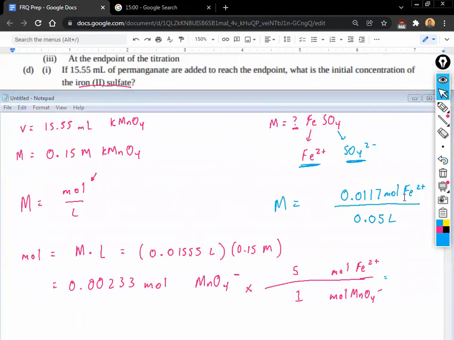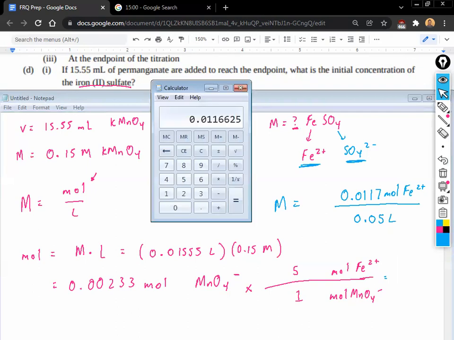And so this is going to be the equation that tells us our final answer. So all we got to do is take that value and divide it by 0.05. And there you go. That is the concentration of your iron sulfate solution, 0.233 molar.